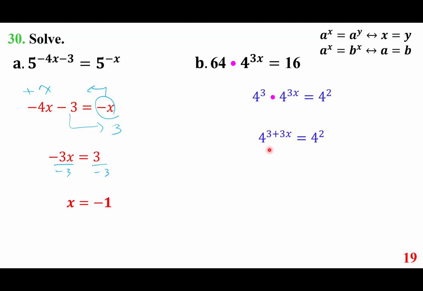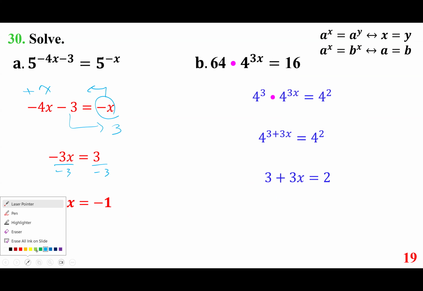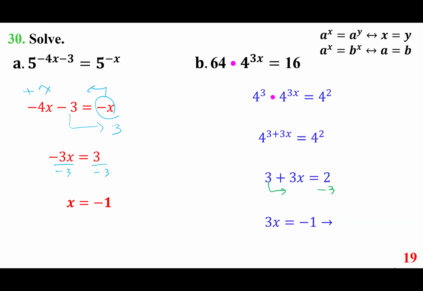And now that we have the same base, we must have the same exponents. Subtract, and you get negative 1. Divide by 3, and x is negative 1/3 as the final answer. And you can always put it back into the original equation and check.